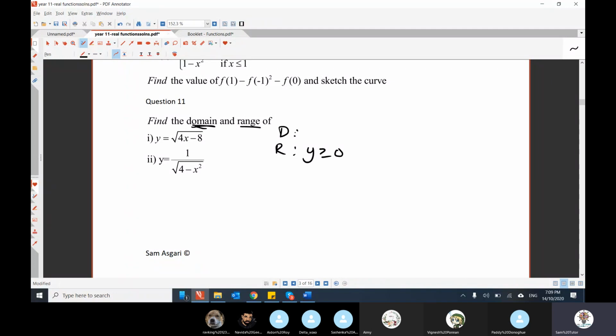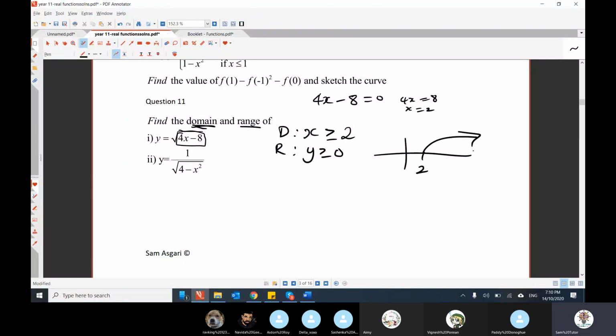Yep. Domain. Now, again, domain, you got to watch out for where this is 0. So that's what you're going to solve for. 4x minus 8 equals 0. 4x equals 8. X is 2. So that means you now know x must be bigger than or equal to 2. Do you understand the logic of that? Yep, 100%. All right. And then obviously x is 2 there. And then it's a sideways parabola, but because you only have the positive square root, you're only choosing the top half. You're not choosing the bottom half as well.